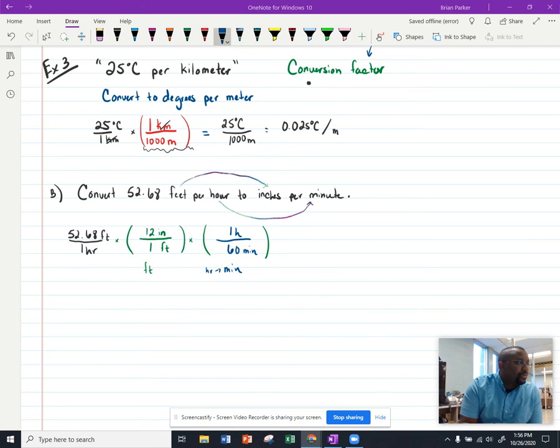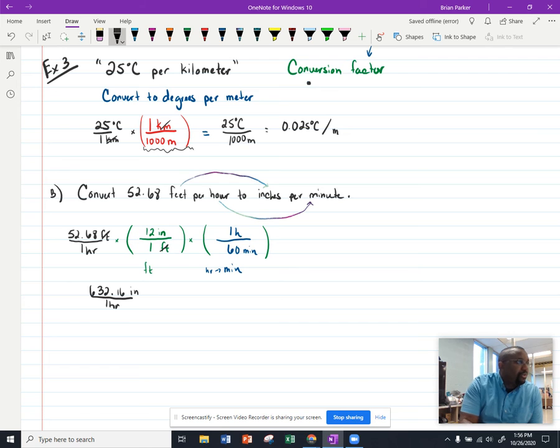So if I do the first one, I multiply all that out, I'm really just going to end up with 632.16 inches, because remember the feet cancel out. There's feet on top and feet on bottom, so they cancel out. Inches per 1 hour, right?